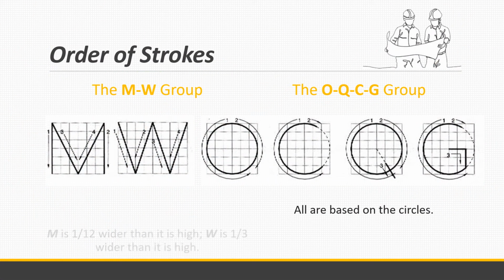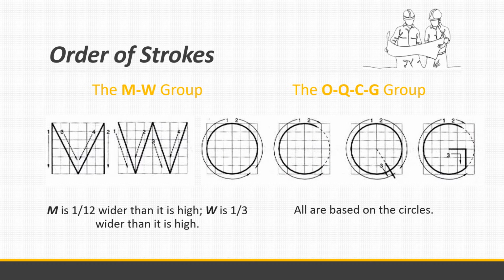In the MW group, the M is 1/12 wider than it is high. The W is 1/3 wider than it is high. The M occupies the whole square, the whole 6 units. The W is bigger: 2, 3, 4, 5, 6, 7, 8 units at the top, but its height is still 6 units. So the widest letters are M and especially W.